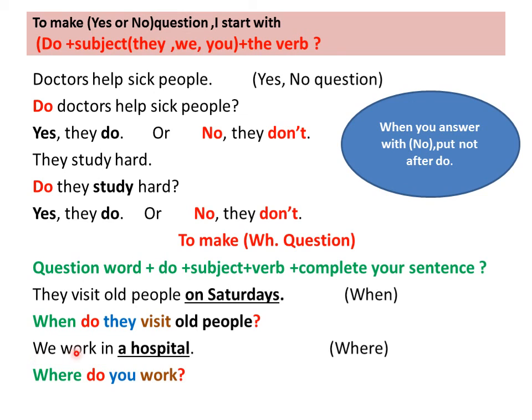Another example. We work in a hospital. Hospital, it's a place. Ask with where. Yes, where, the question word, then do, then you, we change we to you, then the verb work. Where do you work? Yes, where do you work? Yeah, we work in a hospital. Can we say, where do you work in a hospital? No, I can't. So the part that I'm asking about, we will not repeat it again in the question. Pay attention.